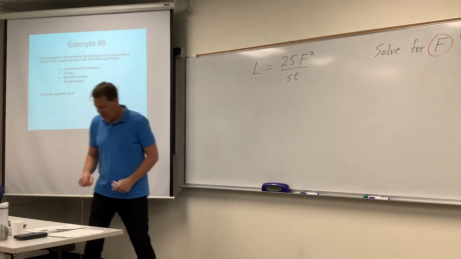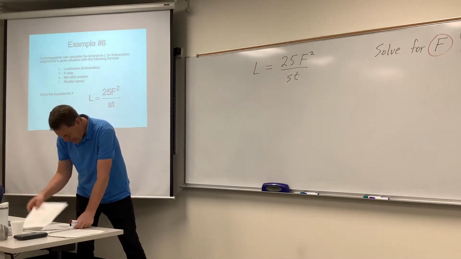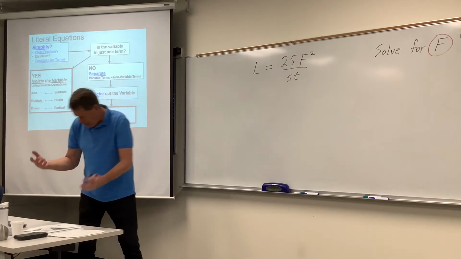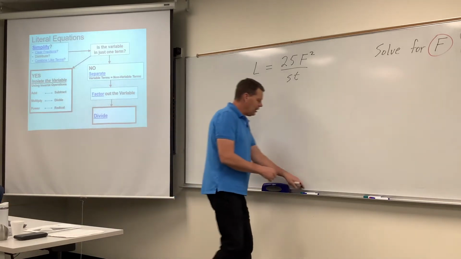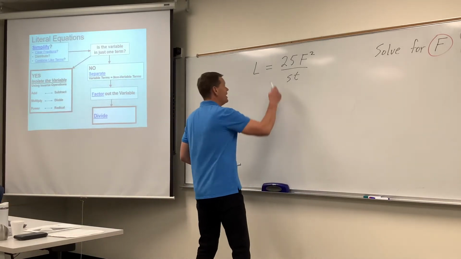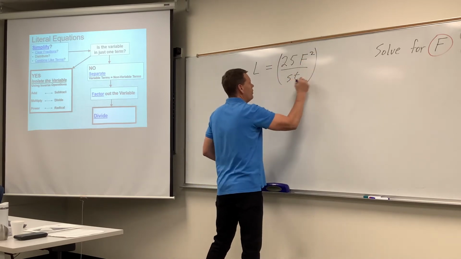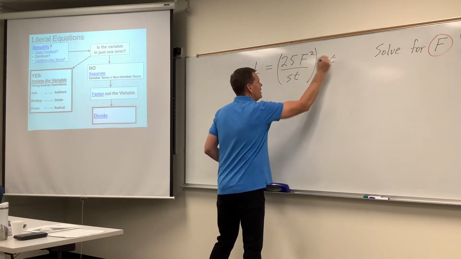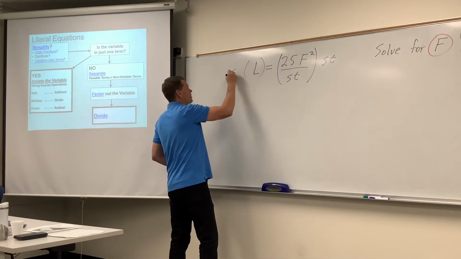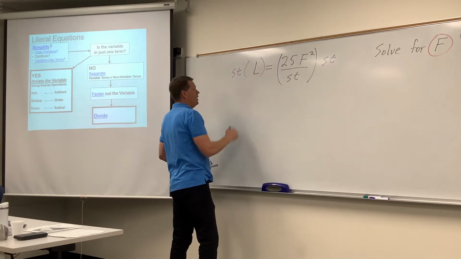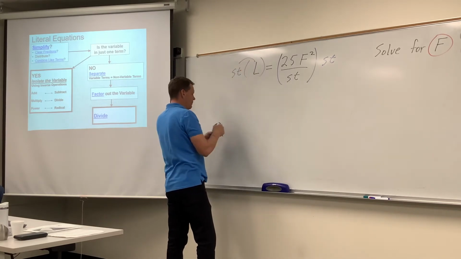Stick to math. Let's solve this for F. All right, so again, we would rearrange that formula. And so here we are with literal equations. Clear fractions, yes. Let's multiply both sides by the denominator, st. And so we've got st being multiplied on both sides.